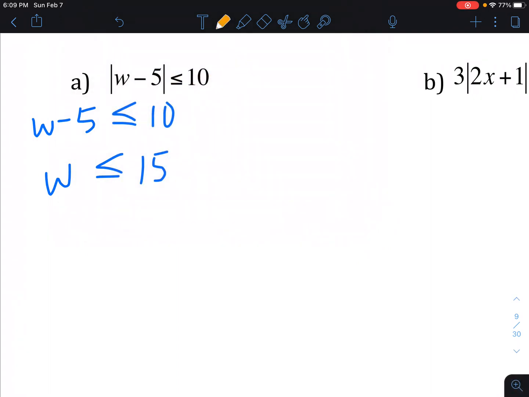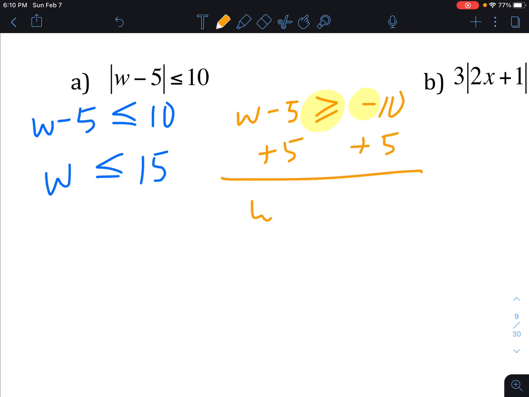For the other one, you're going to do two changes. I will highlight them for you. The two changes are: you flip the inequality symbol to point in the other direction, and just like above, we switch the 10 to a -10. The number that's not in the absolute value gets switched. So of course we would then add 5 to both sides, and we have w is greater than or equal to -5.